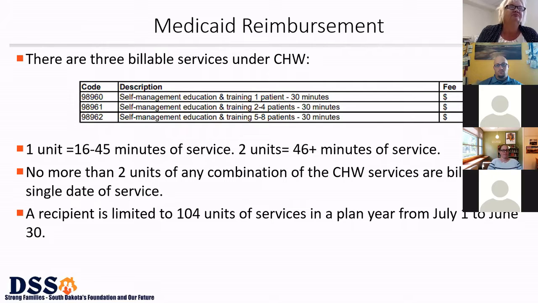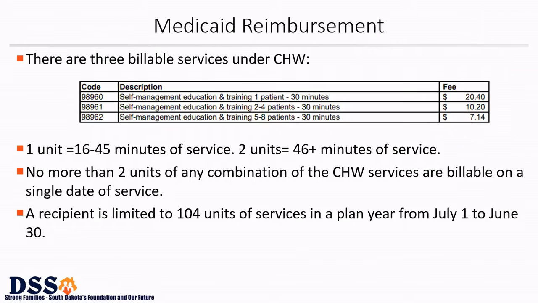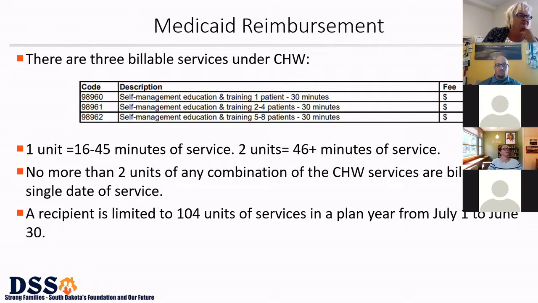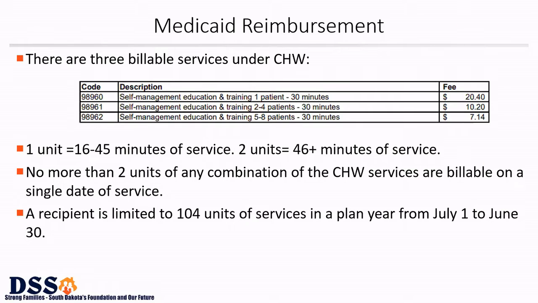The community health worker service is limited to 2 units of service on a single day. And that service could be a combination of things. It could be group or individual services. The other thing to consider here is that there is a limit during the plan year, which is July 1 through June 30th. And a recipient is limited to 104 units of service. So just something to keep in mind when you're working with Medicaid recipients.